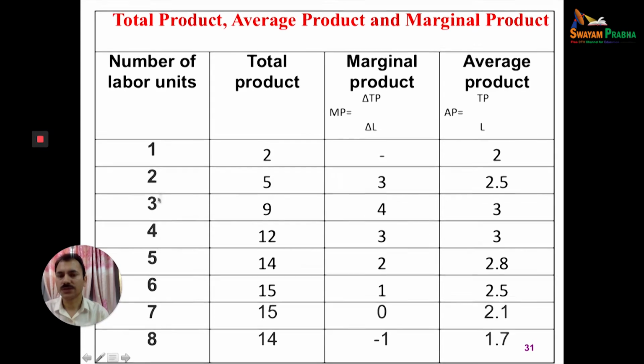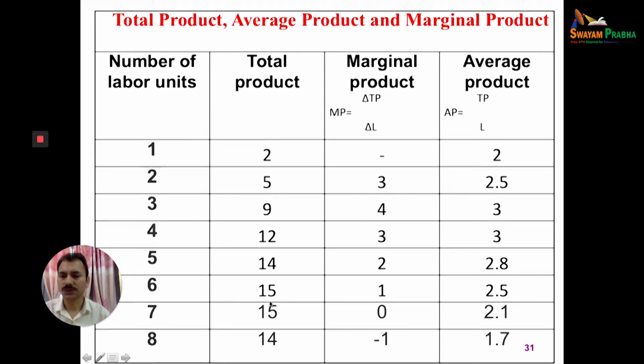This factor of production is variable. Total product is increasing. When we use 1, then 2, then 3, then 4, the total product will be 5, 9, 12, then 14 for the fifth, then 15 for the sixth, 15 for the seventh, then 14 for the eighth. Here the output will be maximum, and when you change the labor from 6 to 7, the output remains constant.